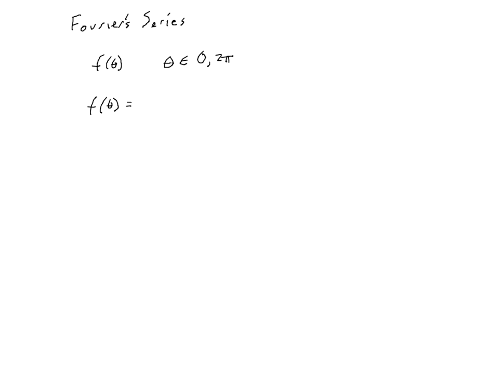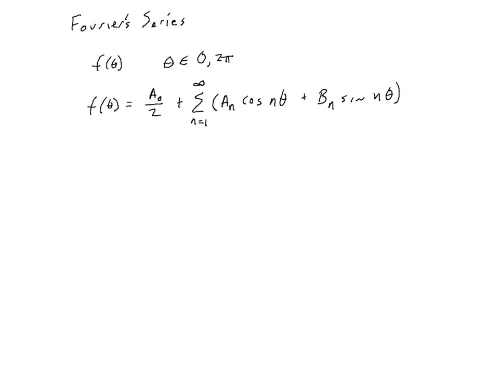So every possible periodic function from 0 to 2 pi is going to be equal to taking a constant, in this case divided by 2 (some texts don't divide it by 2), and then adding to that the sum from n equals 1 to infinity of a sub n cosine of n theta plus b sub n sine of n theta. Okay? This is basically the sum of every possible periodic function.